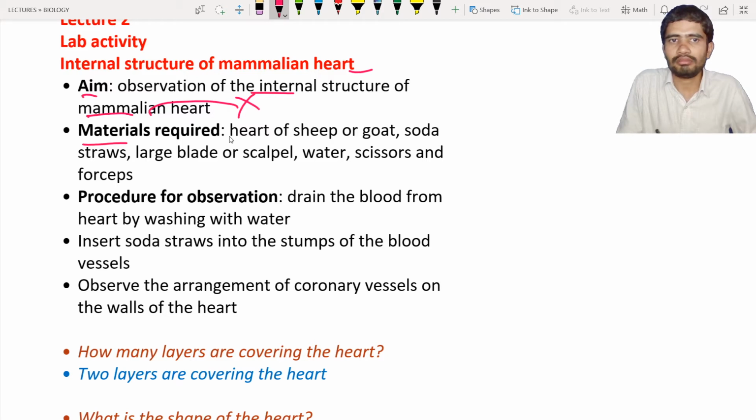So the materials we need are the heart of a sheep. The sheep heart is similar to the human heart, so we are going to take the heart of a sheep or goat. Next, we take soda straws that you use to drink juices or soda. Next, a large blade or scalpel, water, scissors, and forceps.